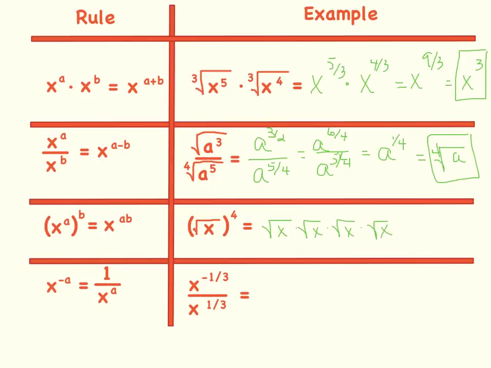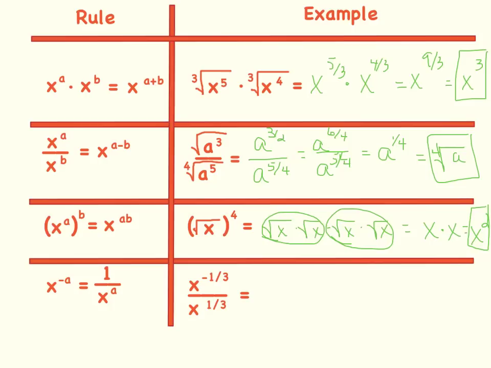Now, watch me on this. The square root of x times the square root of x is x. Again, the square root of x times the square root of x is x. And so basically I have x times x, which is x squared. And that's my answer for that one.